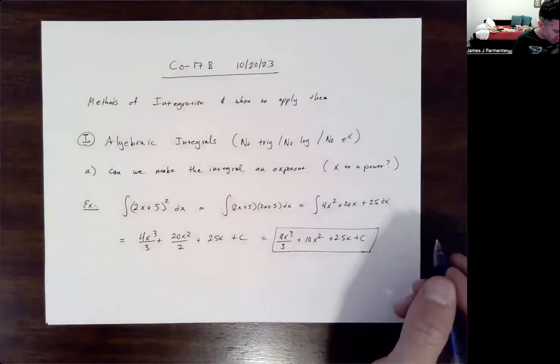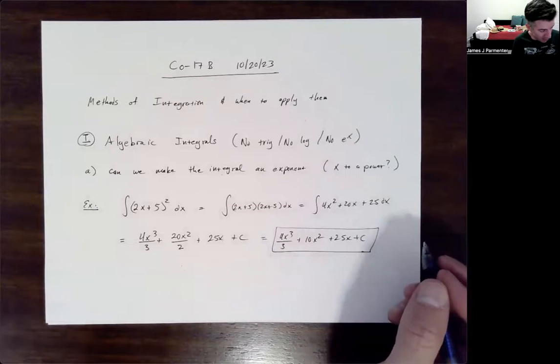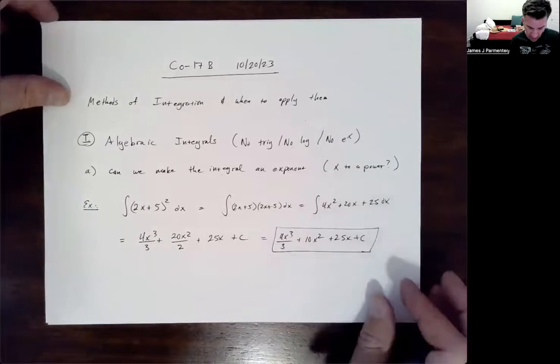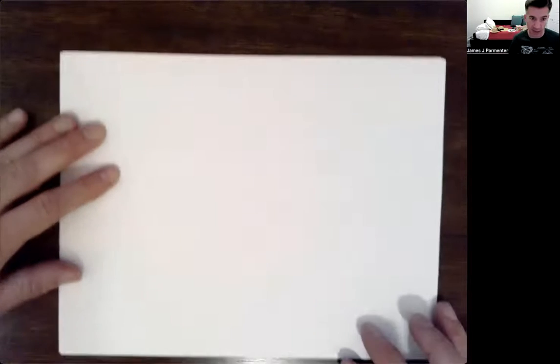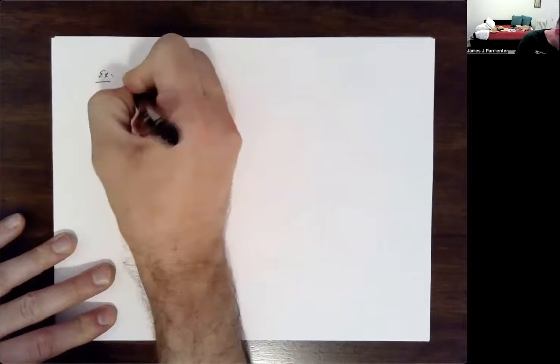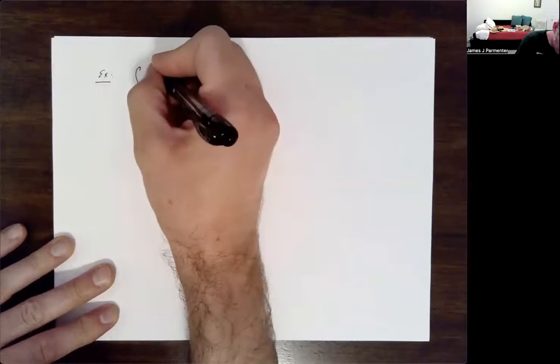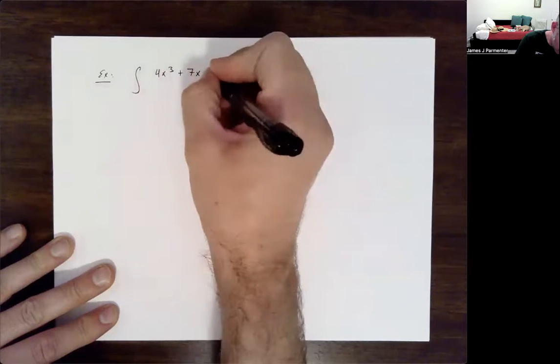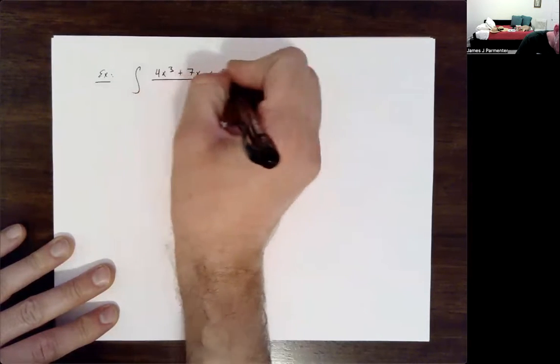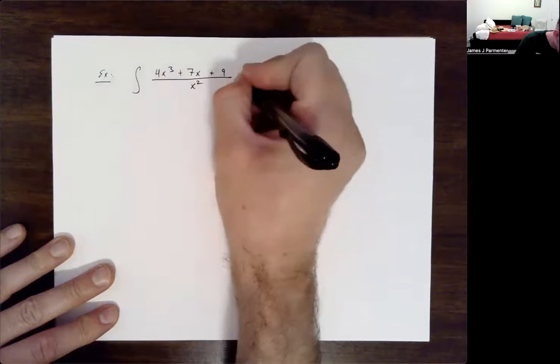Or maybe, pardon me, maybe your integral looks like some sort of, let me try and keep my papers in order here because I will scan these in a second. The other question, or maybe we have something that looks like the integral of, what do we got here? Sure, 4x cubed plus 7x plus 9, all divided by x squared.